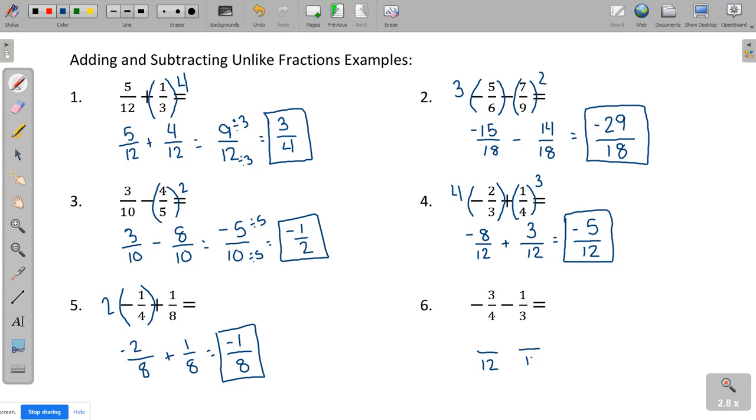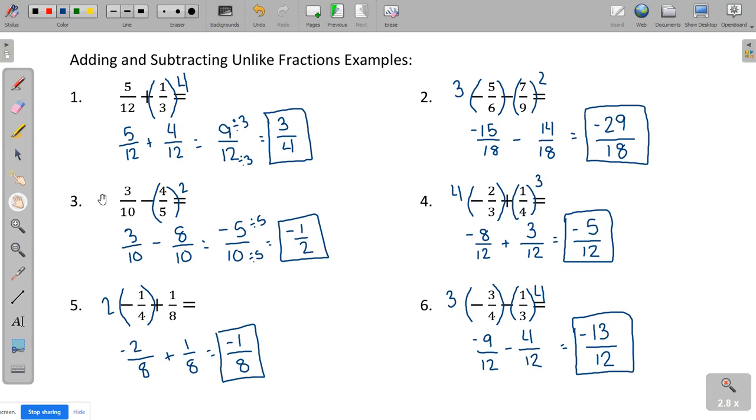So we have to change these fractions with a common denominator of 12. So 4 times what gives you 12? 3. So now let's multiply. 3 times -3 is -9. We're subtracting these two fractions. 3 times what gives you 12? And that would be 4. So 1 times 4 is 4. Let's combine them now. So we're going to subtract -9 minus 4 is -13. Keep our denominator of 12, and that is our answer.